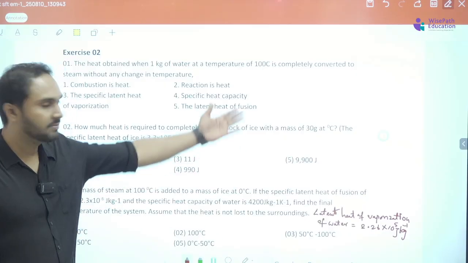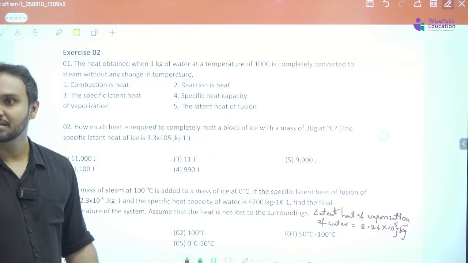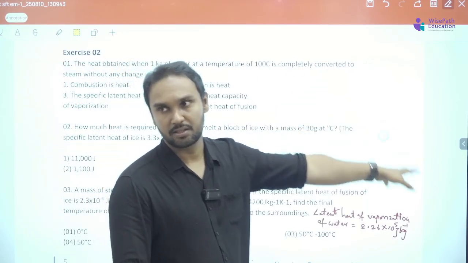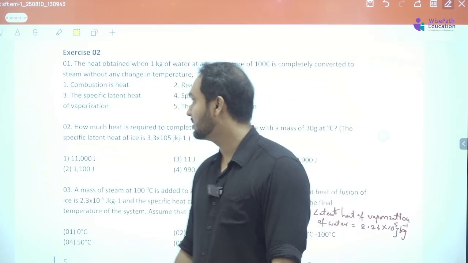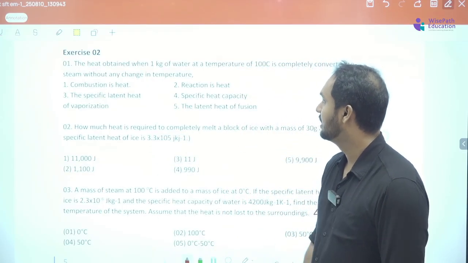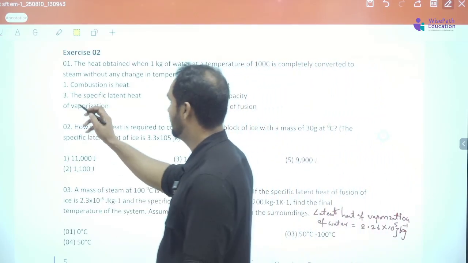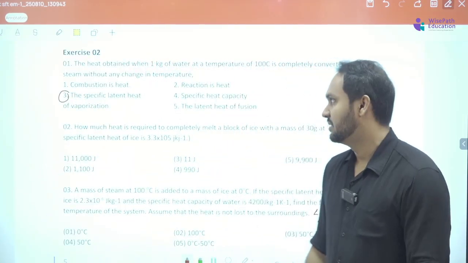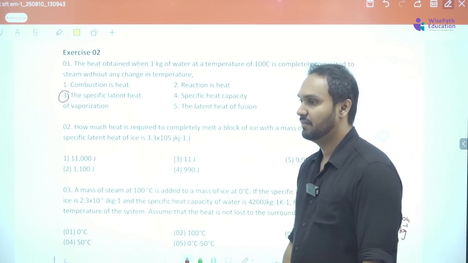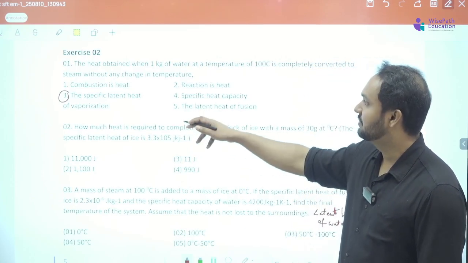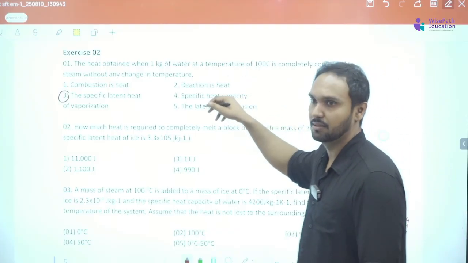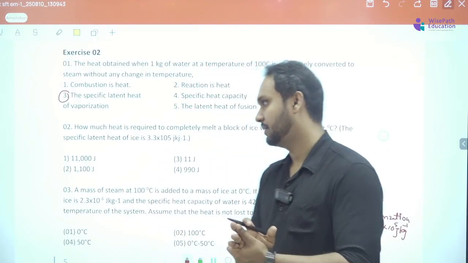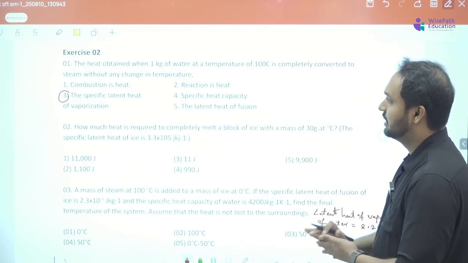vaporization. This is fusion, man. Yeah, this is fusion, that is vaporization. So it should mention the specific latent heat of vaporization. The whole answer should be that, but the most correct answer is what? Specific latent heat. Yeah, so the most correct answer is 3. If 2 of the answers were given, the specific latent heat of vaporization would be the most correct answer. Yes, that will be the most correct answer, right?